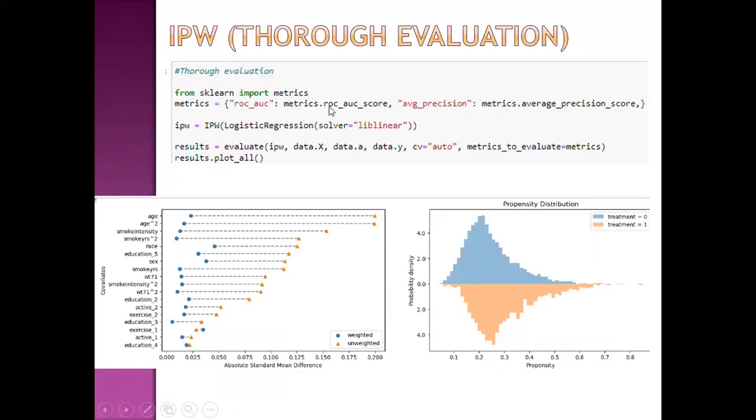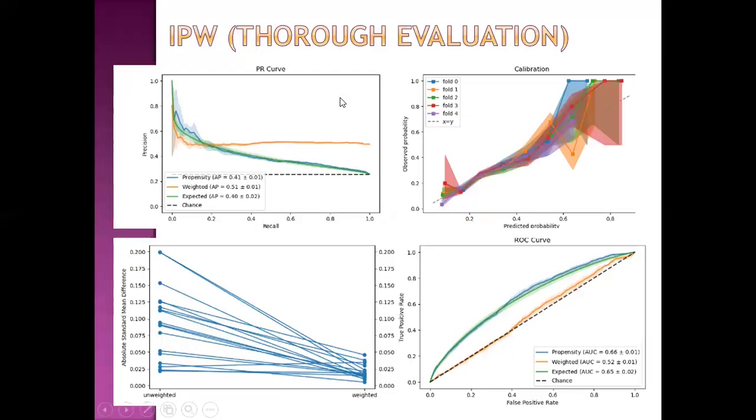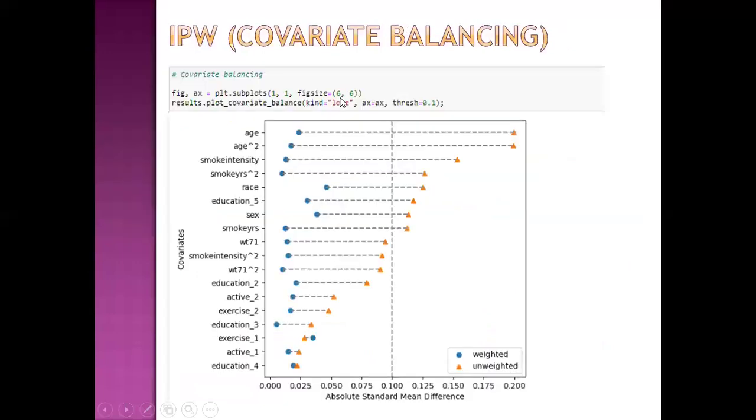This is a thorough evaluation of our IPW model. Then we do covariate balancing. This is the figure for covariate balancing. These are all covariates or confounders. So the triangles are unweighted and the circles are weighted. So weighted are all less than 0.1. So this is the cutoff, 0.1. So after weighting, their effect is the same.